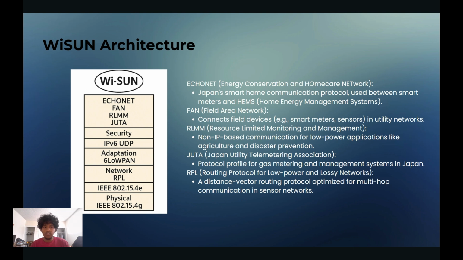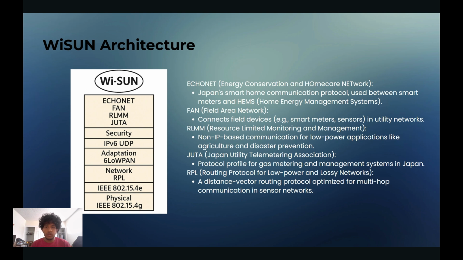So the next one is RLMM. It's resource limited monitoring and management. So this is a communication protocol which is not based on the IP protocol. It's used for low power applications to monitor the agricultural land or to avert disasters. And JUTA stands for Japan Utility Telemetering Association. So this is included to monitor gas meters to detect gas leaks, and it's useful for evacuation in case something goes wrong.